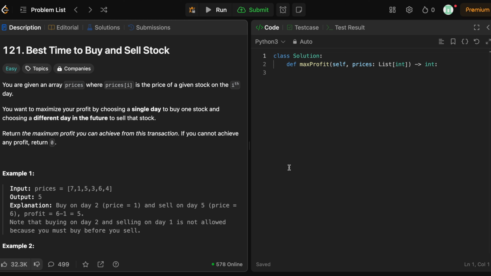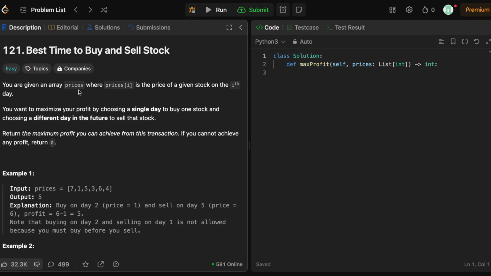You can see the stock prices for the next few days and you want to make the most profit by buying on one day and selling on another. The catch over here, you can only do one transaction. Sounds fun, right? So let's take a look at what we have. Go ahead and pause the video and take a quick look at the question.